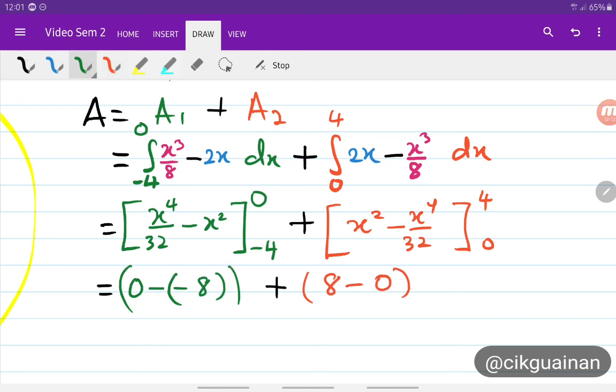So these are the values I got. So 8 plus 8 is 16 units squared.